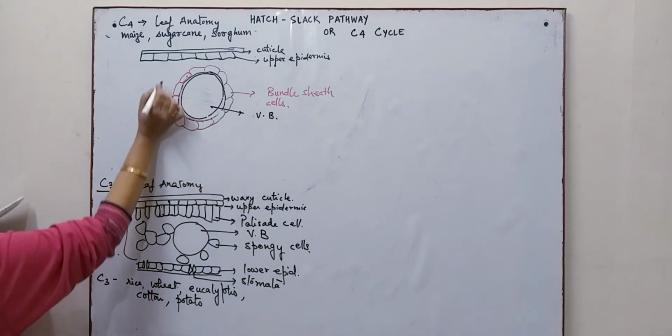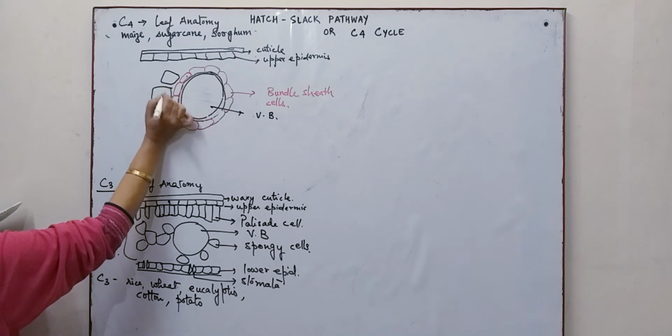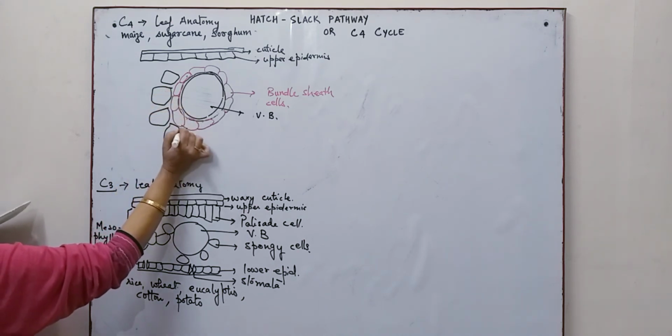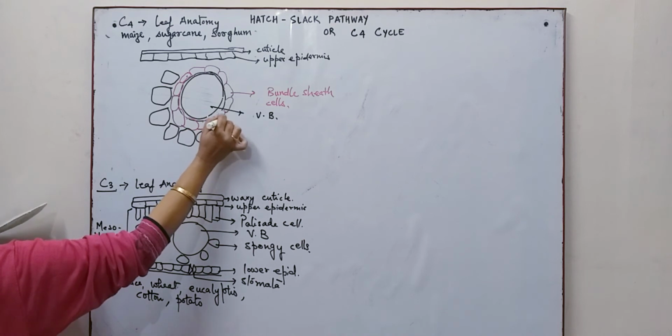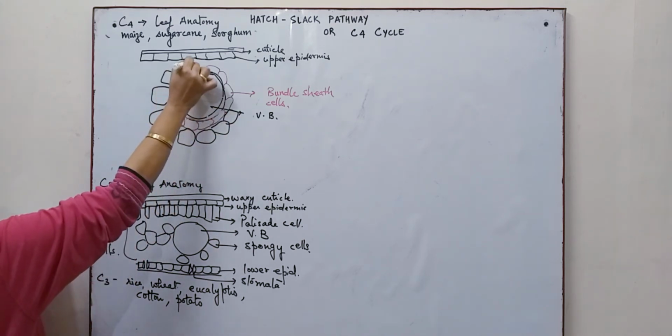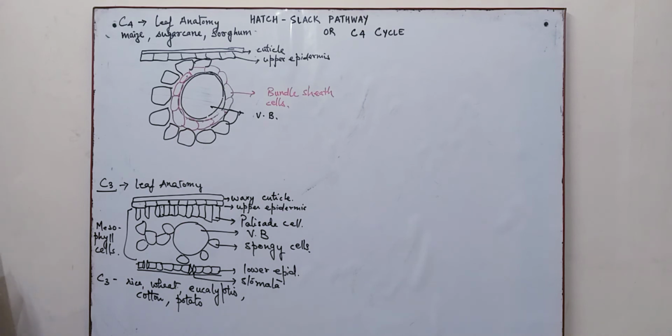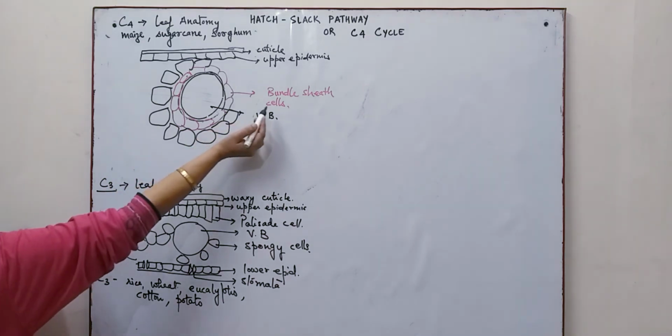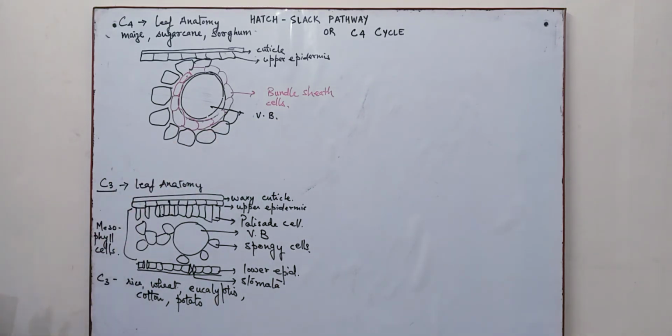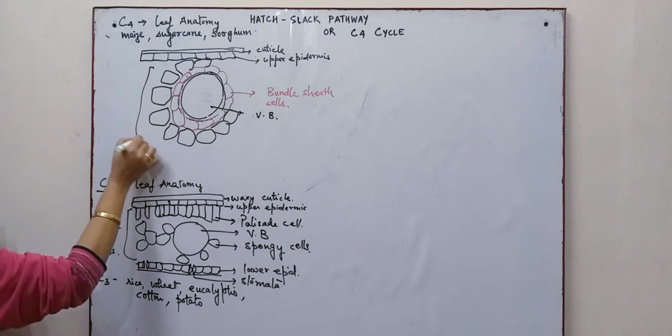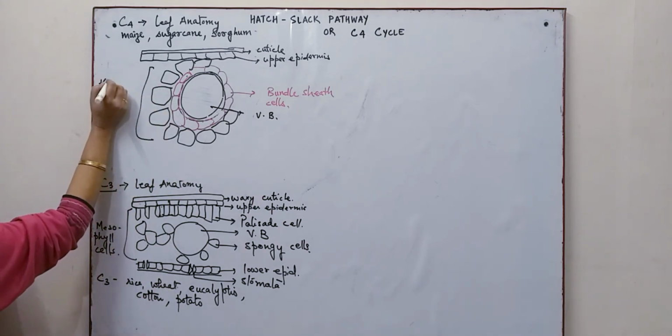Apart from that, they have several other cells present, and they may be one layer or several layers of cells, and these cells are rich in chloroplasts. So we see the C4 plants have large parenchyma cells. These are parenchyma cells, and they are present around the vascular bundle. Now, these bundle sheath cells along with the vascular bundle are said to show the Kranz anatomy.